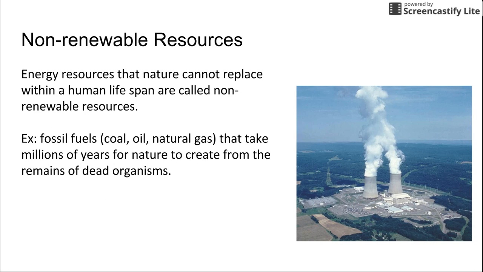There's two different types of resources. The first one we're going to talk about is a non-renewable resource. And these are energy resources that nature cannot replace within a human lifespan. Examples of this are fossil fuels like coal, oil, and natural gas that take millions of years for nature to create from the remains of dead organisms.